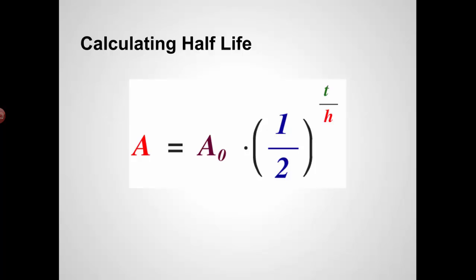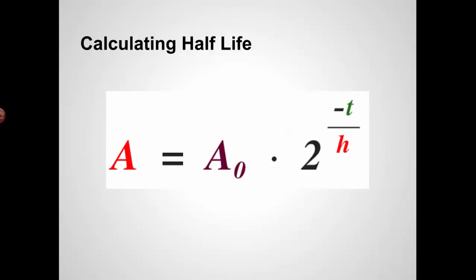So we can rearrange that a little bit. I don't like having a fraction raised to an exponent, but if we just rearrange it a little bit, we get a slightly more workable version of this. So A is equal to A naught times 2 to the negative T over H. If you understand your exponent rules, you'll know why that looks that way. Okay? So we have 4 variables: A, A naught, T, and H. We need just to know 3 of them, and we can solve for the 4th one.